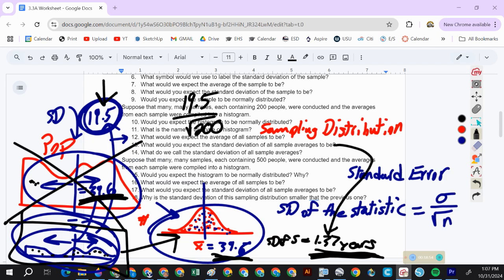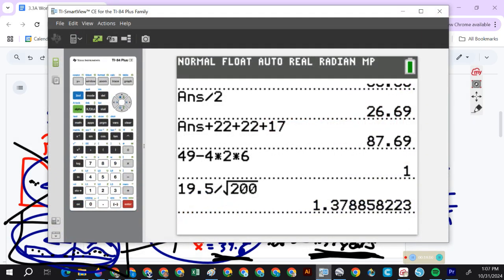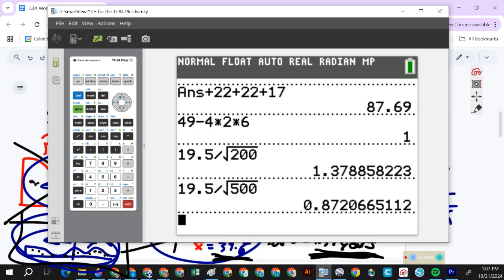What would you expect the standard deviation of all samples to be? So now I need to change this. So 19.5 divided by the square root of 500. What happened? So the last question says, why is the standard deviation of this sampling distribution smaller than that of the previous one? And that's true. We have more people, but does it make sense that it got smaller? If you talk to more people, what do you expect to happen? To get closer to the true value.